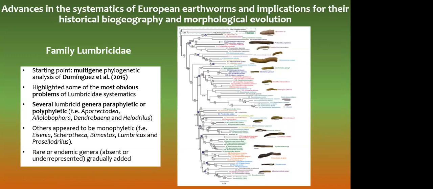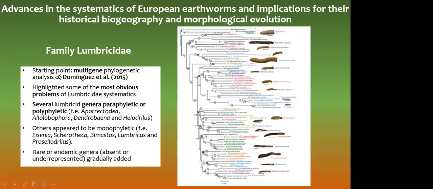Well, so now I'm going to tell you the advances that we have made on the systematics of the European earthworms, mostly, and what it teaches us about their historical biogeography and morphological evolution. For example, for the family Lumbricidae, which thankfully Sam, in his awesome talk, has already introduced.